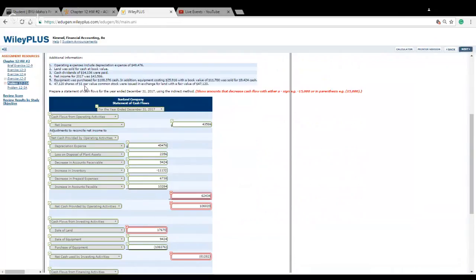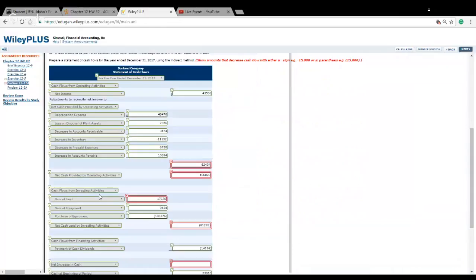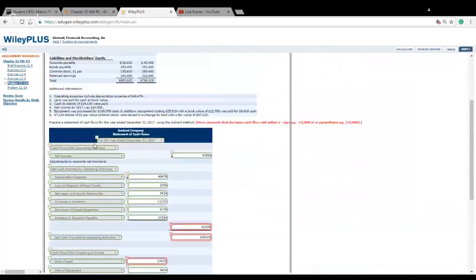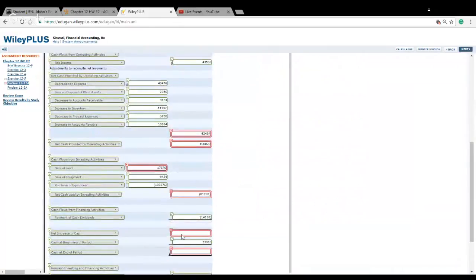And then for the sale of equipment is 9,424. And this actually tells you here that equipment was sold for 9,424. And then the purchase of equipment, which is a negative, it's 108,376, and you see it here. That tells you that much. And if I would have had the correct numbers, I would have ended up with a net cash of $69,502 for the net cash.